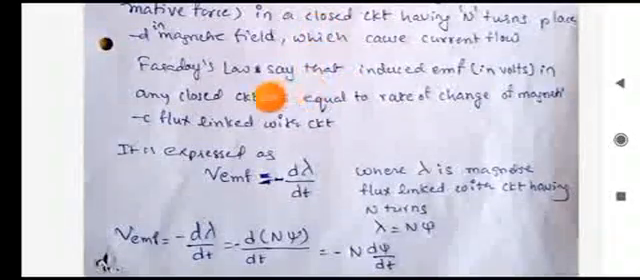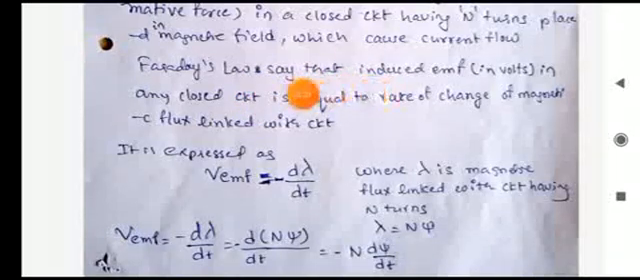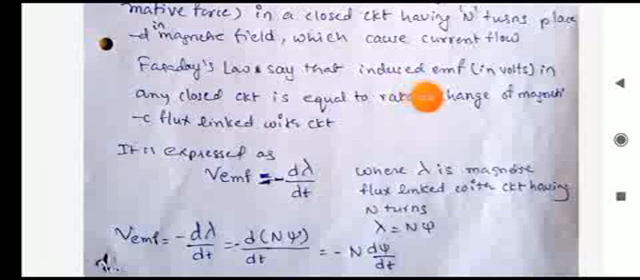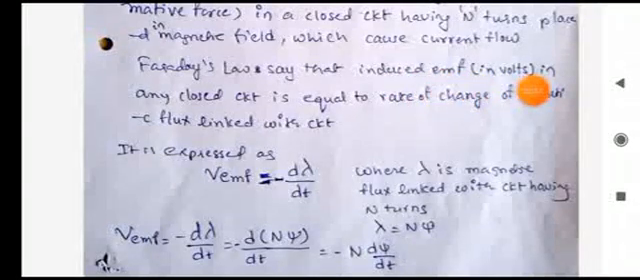So how much EMF is induced in the circuit? Faraday's law states that the induced EMF in a closed circuit is equal to the rate of change of the magnetic flux linked with the circuit. Here, a coil is kept in a time varying magnetic field, so an EMF is induced in the coil. The induced EMF is equal to the rate of change of the magnetic flux linked with the circuit.